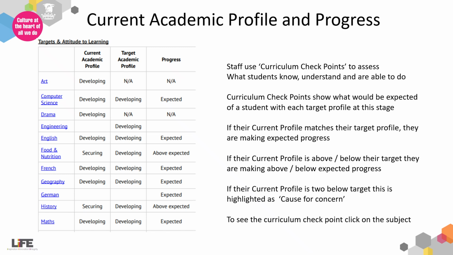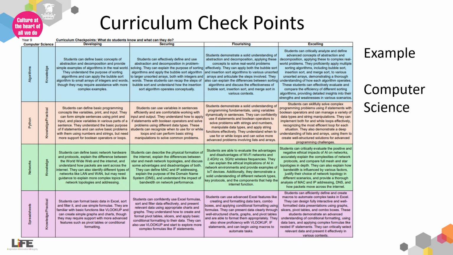Now, if you want to see the curriculum checkpoints to see where these decisions have been made, then you just need to click on the blue underlined subject headings, and that will take you directly to the curriculum checkpoint that was used. So for example, if I was to click on the computer science one, it would take me to this curriculum checkpoint.